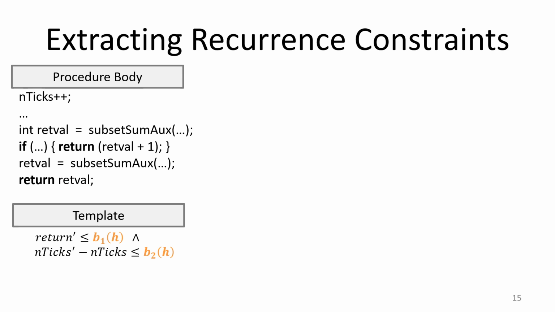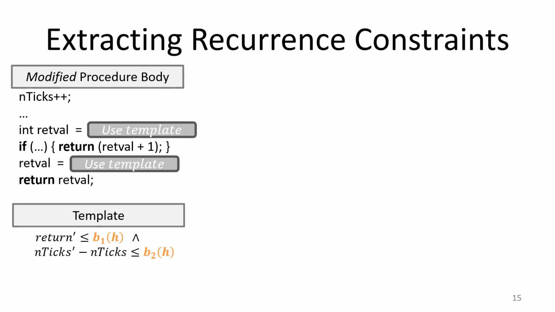Now that we have a procedure summary template, our next goal is to find recurrences that constrain the unknown functions in the template. To do that, we analyze a modified, non-recursive form of the procedure in which the recursive calls have been replaced by a new operation whose effects are exactly described by our template. That is, this new useTheTemplate operation returns a value that is at most b1 of h, and it modifies the variable n_ticks, increasing it by no more than b2 of h. Now we ask the following question. What is the tightest single bound on the return value that holds on every path through the modified procedure body?